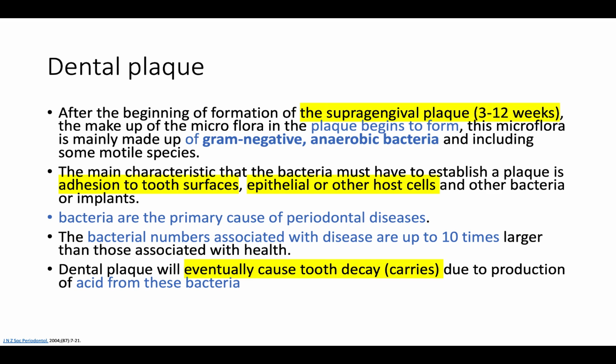The bacterial numbers associated with disease are up to 10 times larger than those associated with health. The plaque will eventually cause decay of the teeth, which is called dental caries. The bacteria living under the plaque keep growing and producing acid. This acid will over time degrade the enamel and cause what you know as caries.